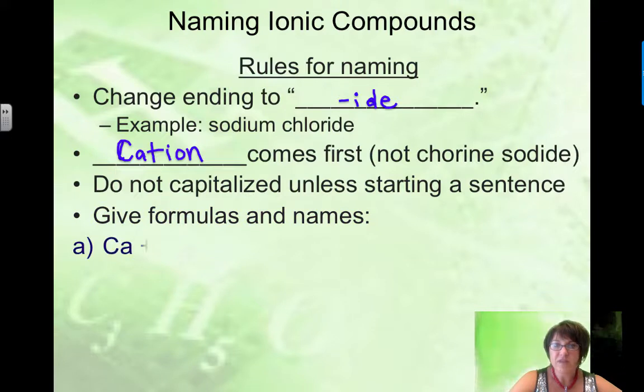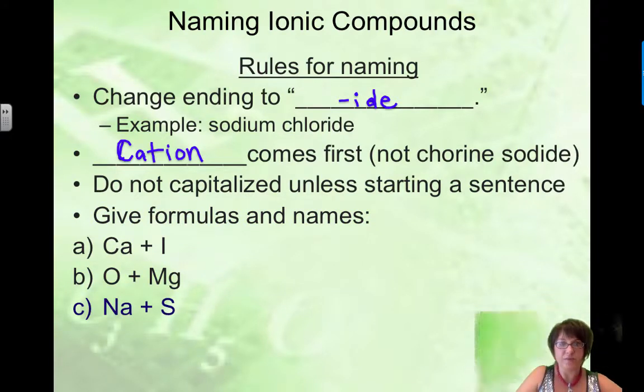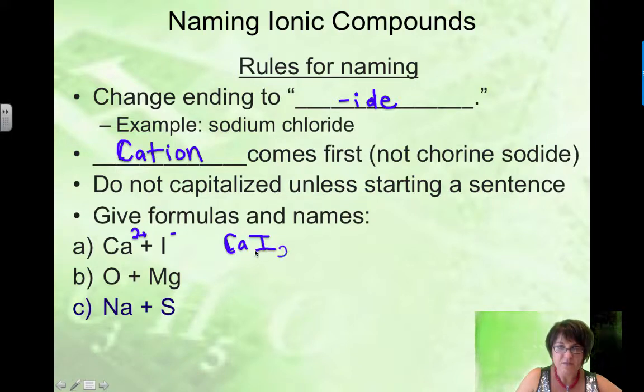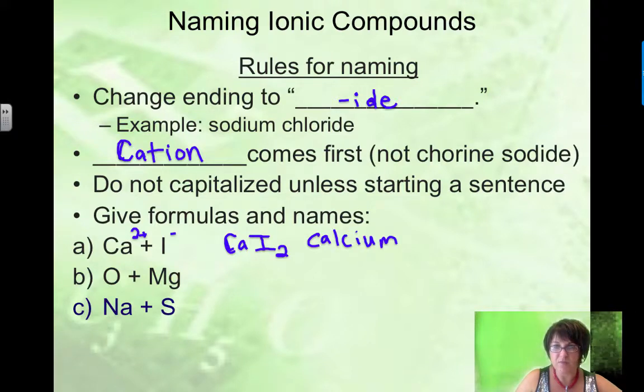Give the formulas and names for 3 compounds. Let's do 3 and then I'll let you do 3. So if calcium's a 2+ and iodine is a -1, then this formula looks like, crisscross your charges, CaI2, and its name, we name the first cation, calcium, and then we name the anion and change the ending from iodine to iodide.